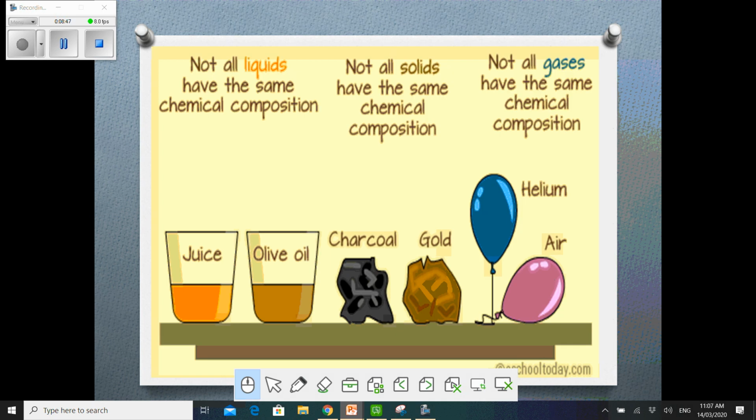And the colors, we have different colors: purple, orange, blue, black, etc. Not all matter has the same chemical composition. This is right. How? Does the juice look like the olive oil, or the water like the olive oil? Both of them are liquid, but they don't have the same chemical composition.